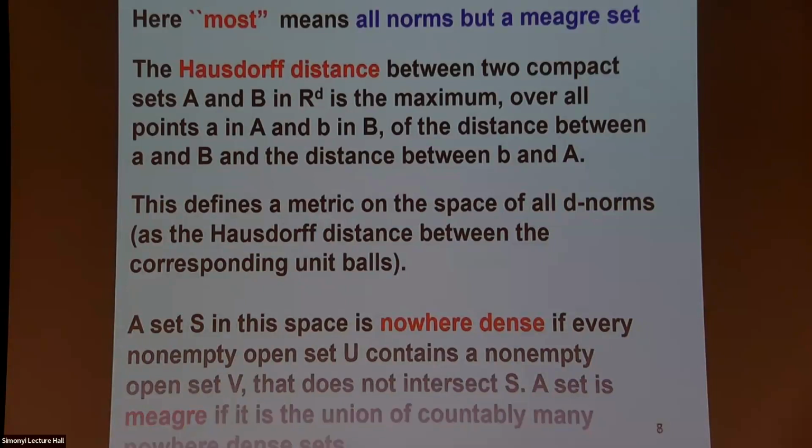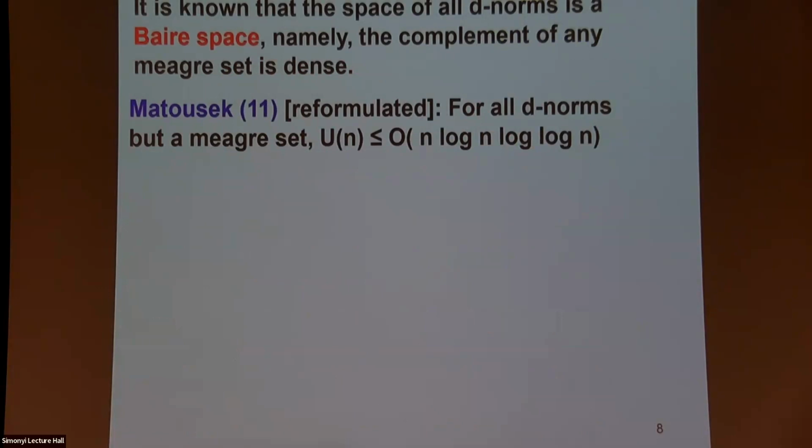So it is known that the space of all D norms, namely all potential unit balls, is what is called a Baire space. And this means that the complement of any meager set is dense. In particular, the complement of any meager set is non-empty. It contains a lot of norms. In fact, for every norm, you can perturb it as slightly as you want, and get something outside this meager set.